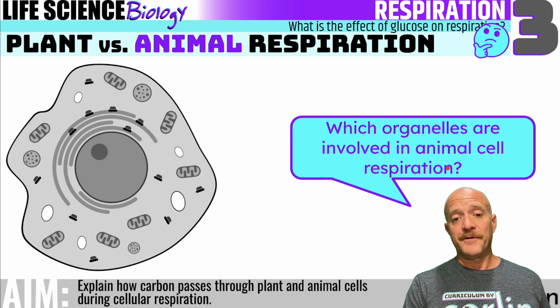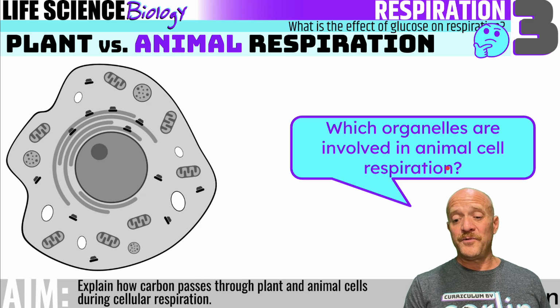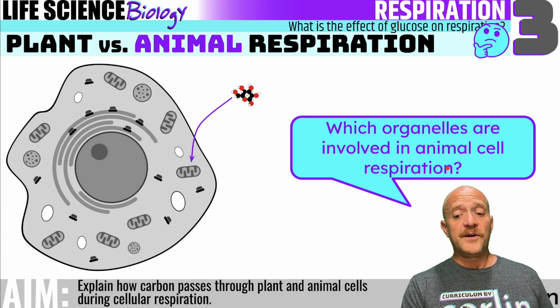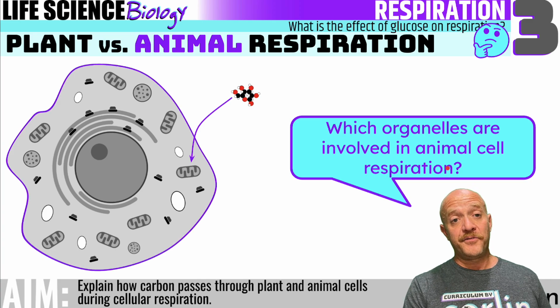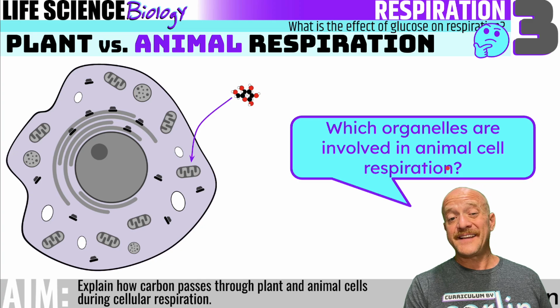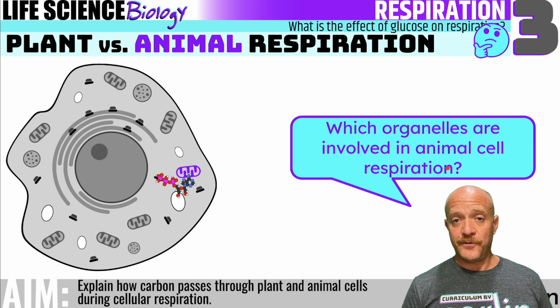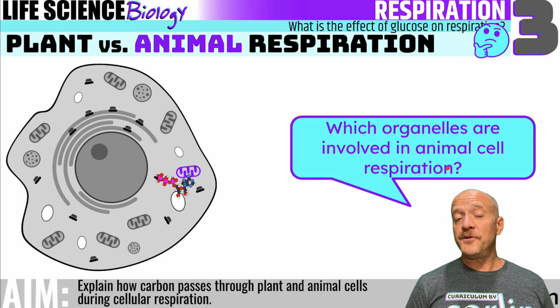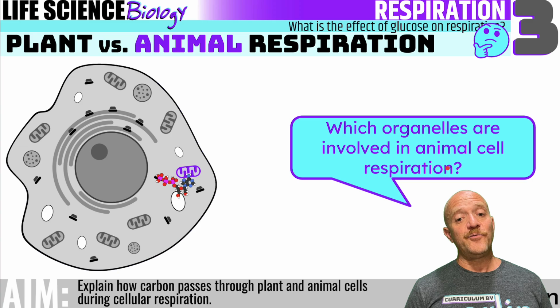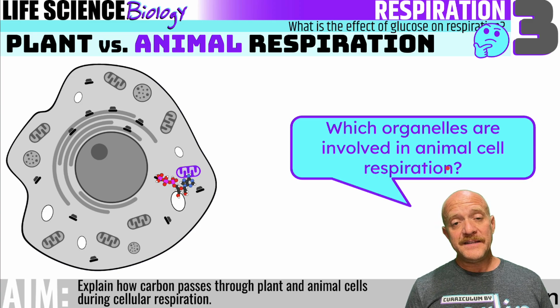Now with animal cell respiration, I want you to tell me which organelles are involved. Remember, animal cells are not producing their own glucose. So the glucose has to enter the animal cell through the cell membrane. Then it has to enter through the cytoplasm, where it goes into the mitochondria. And in the mitochondria, ATP is formed. So in your notes, I would like you to indicate which organelles were involved in animal cell respiration. Please indicate that.